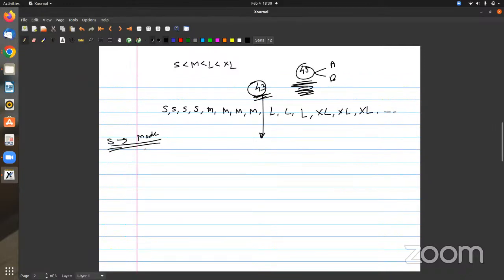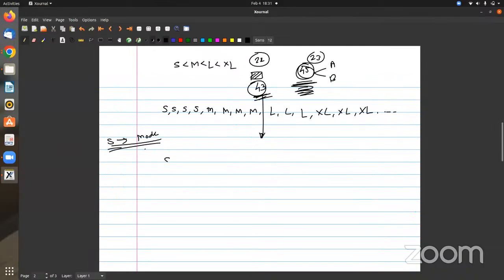See, there are these 43. If 43 are there, then the median position will be 22, right? And if 45 are there, then 23. Right, this is correct, right? 21 people from one side and 21 on the other side, right?